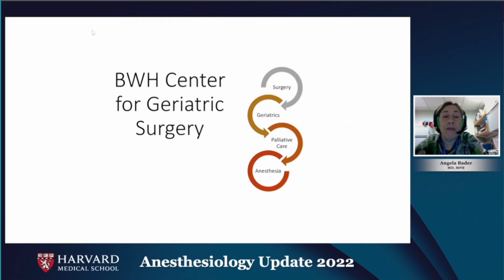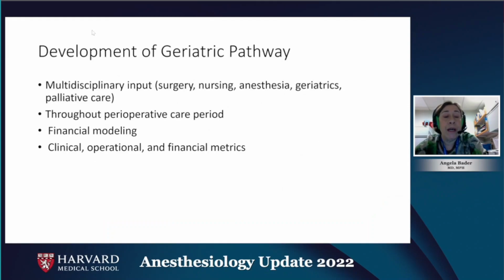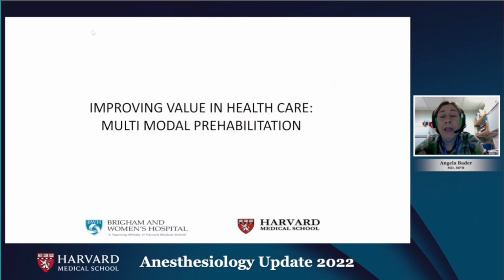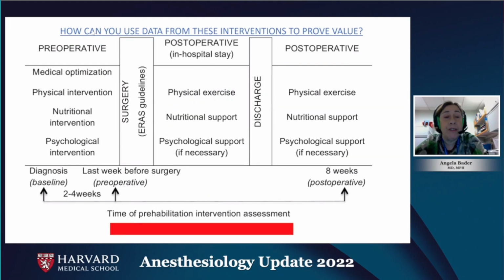To do that, we have developed a Center for Geriatric Surgery that includes surgery, geriatrics, palliative care, anesthesia, nursing, hospital administration. And our mission is to deliver personalized, high-value care through the entire surgical episode to these geriatric patients using multidisciplinary input and clinical, operational, and financial metrics. We're in the process of development, and we have published a number of articles that will enable us, hopefully, to achieve these goals. We include rehab, and we try to look at prehab and intervention.